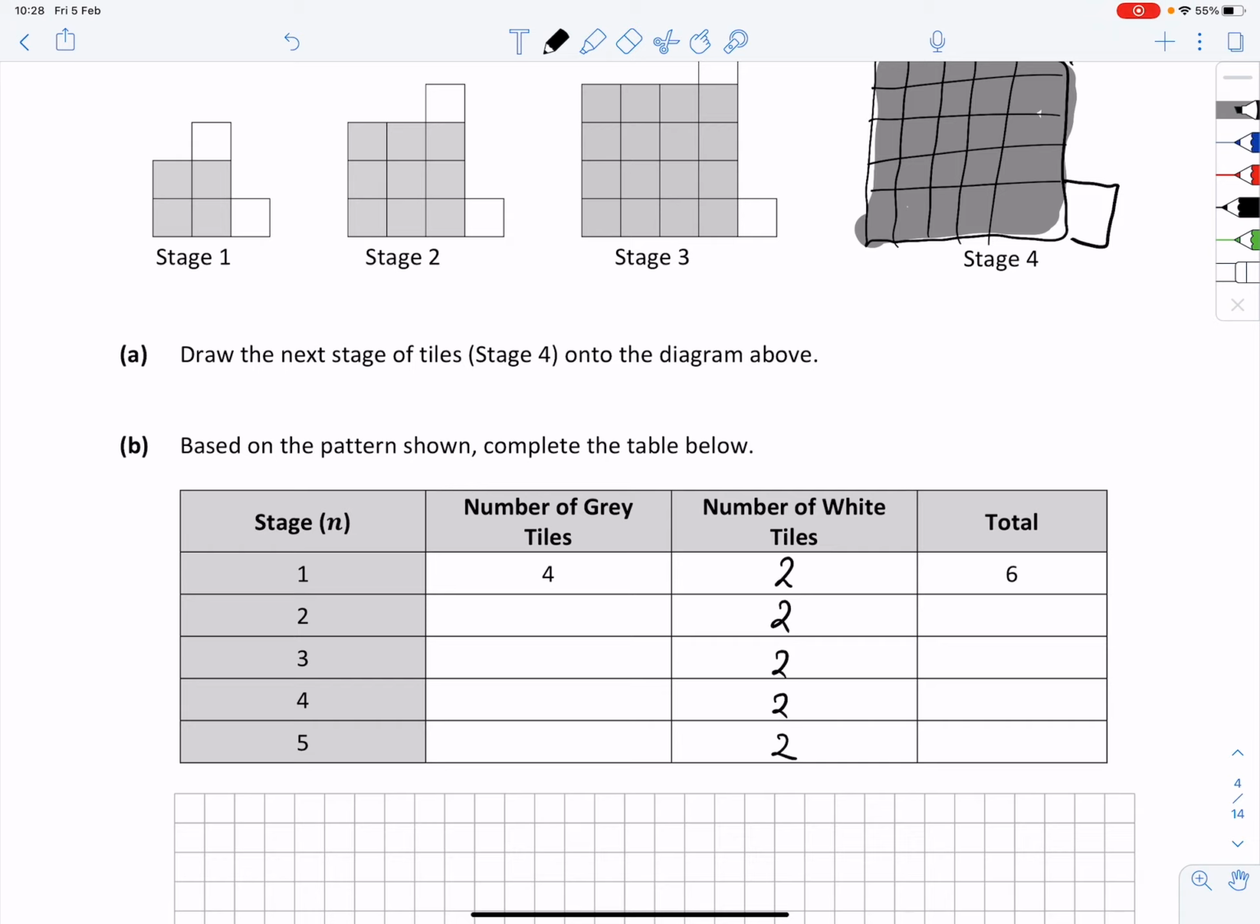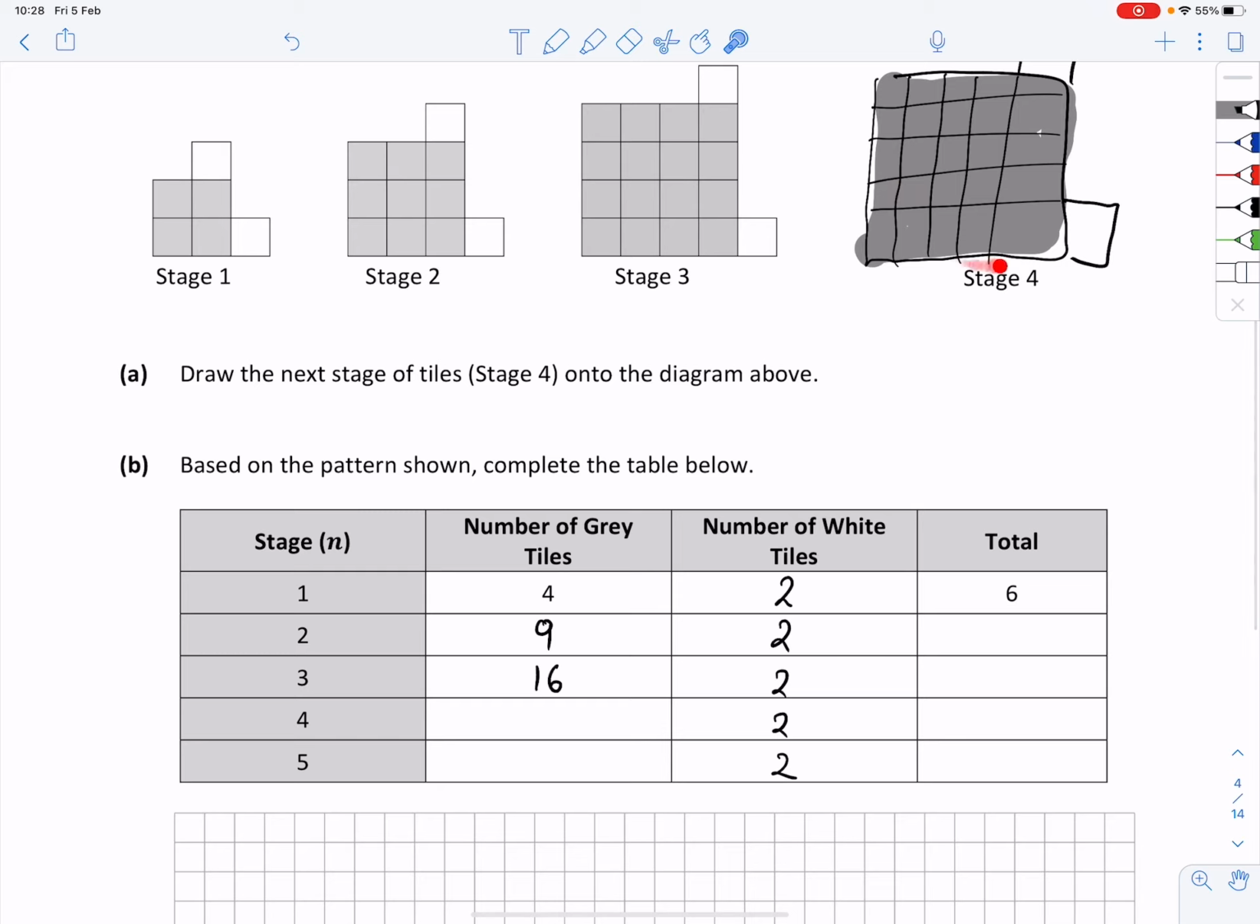Starting with stage 2, let's find out the number of grey tiles. So for stage 2 it's 9 from 3 by 3. For stage 3 it's 4 by 4, so 16. For stage 4 it's 5 by 5, so we'll have 25. And for stage 5, note that the stage number is 1 less than the number of tiles along the side of the grey square. So for stage 5 the length of the side will be 6 units, which means that the number of grey tiles is 36.